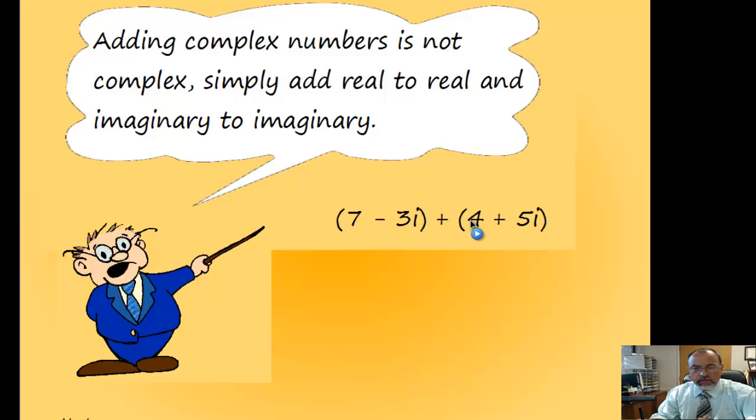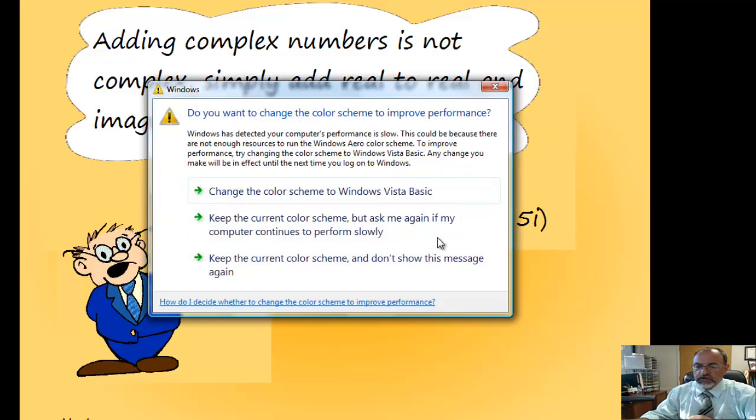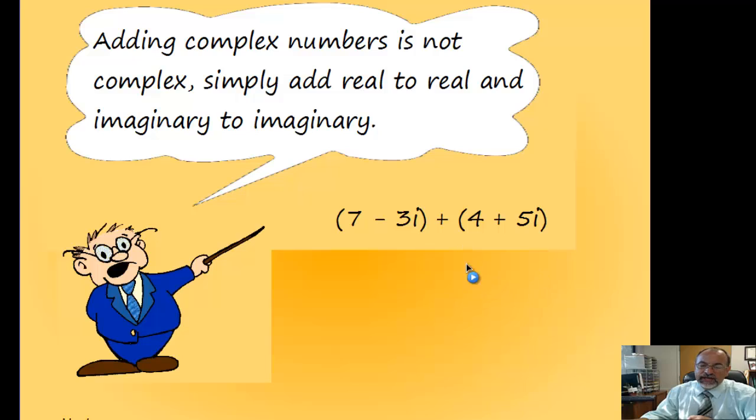7 and 4 are the real parts. They're like terms. I can't add 7 and 3i because they're not like terms. So simply add 7 and 4, which is 11, and then negative 3 and 5 is positive 2. So we add the real part to the real part, 7 and 4. We add the imaginary to the imaginary, negative 3 and 5, and we have our answer 11 plus 2i.